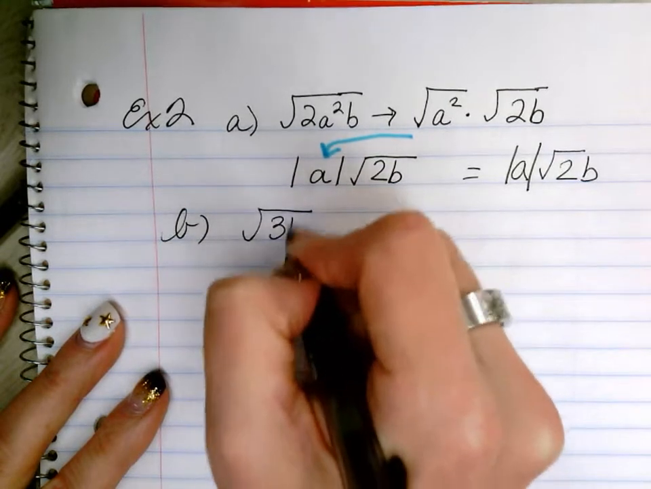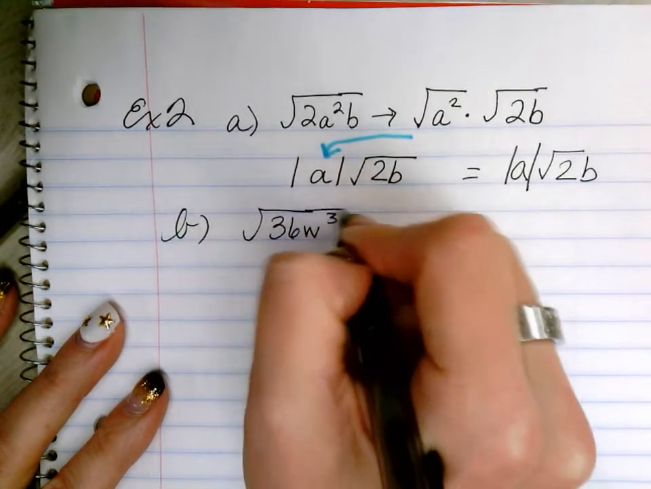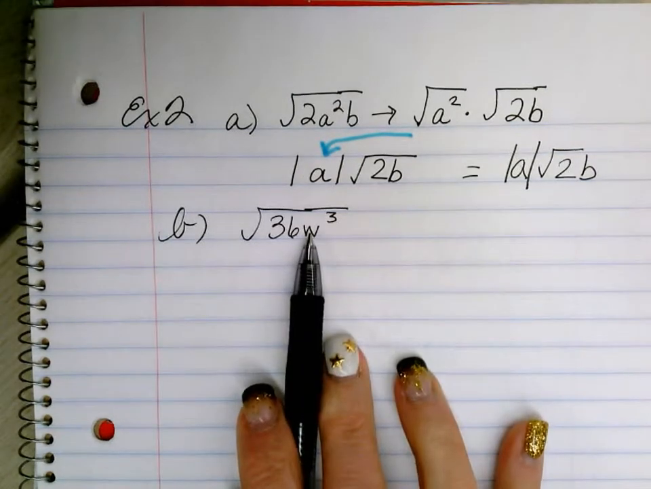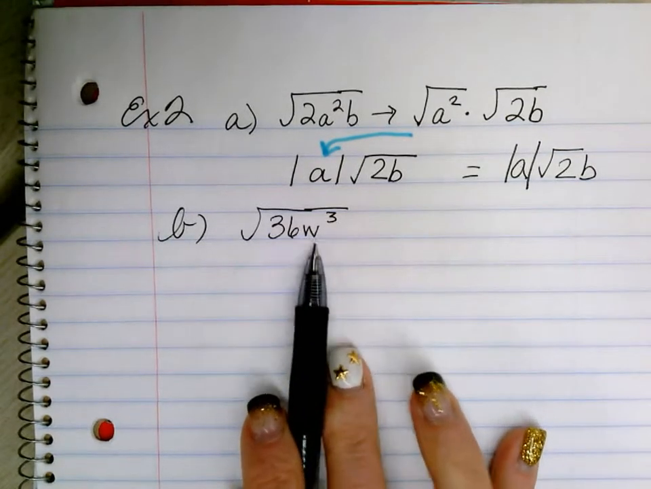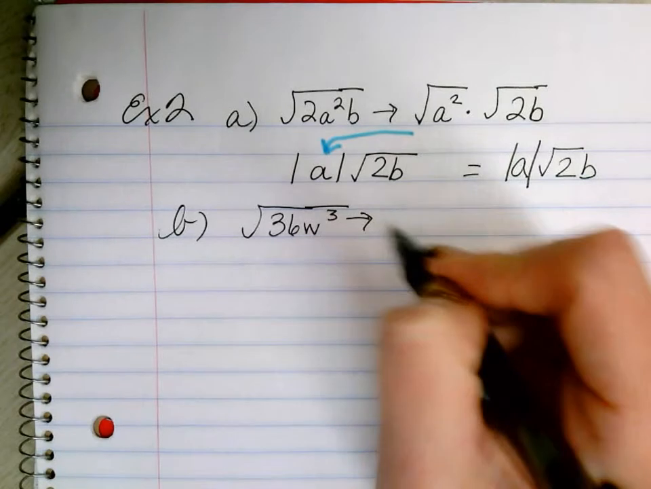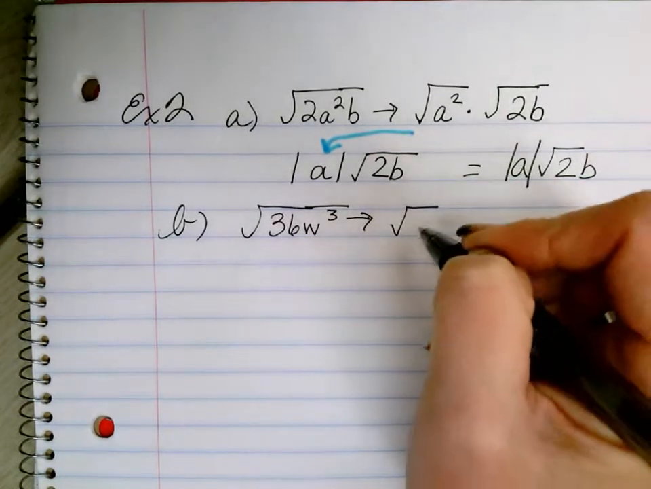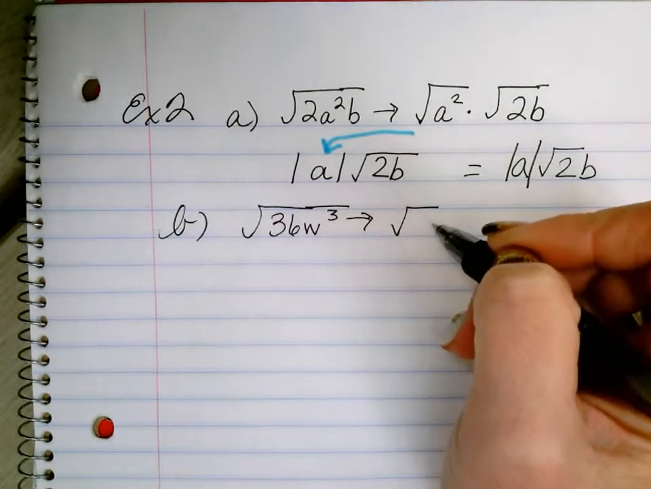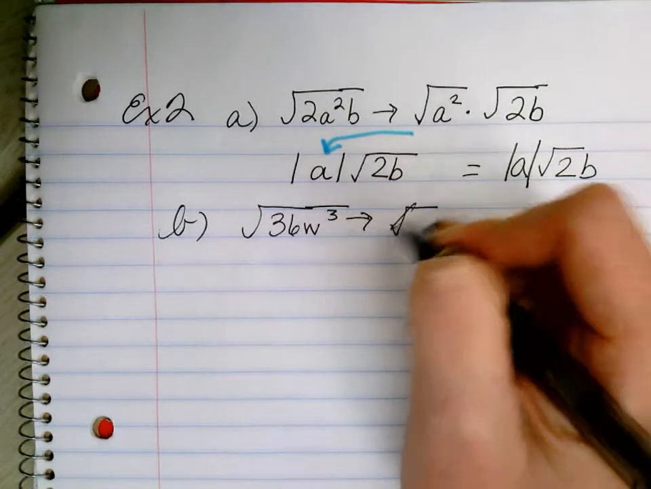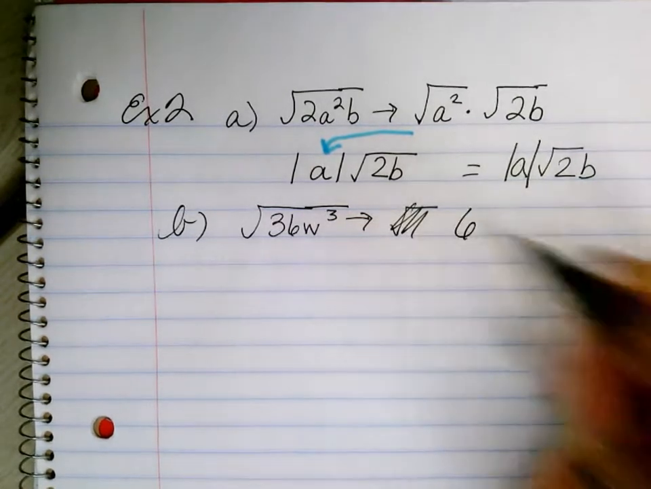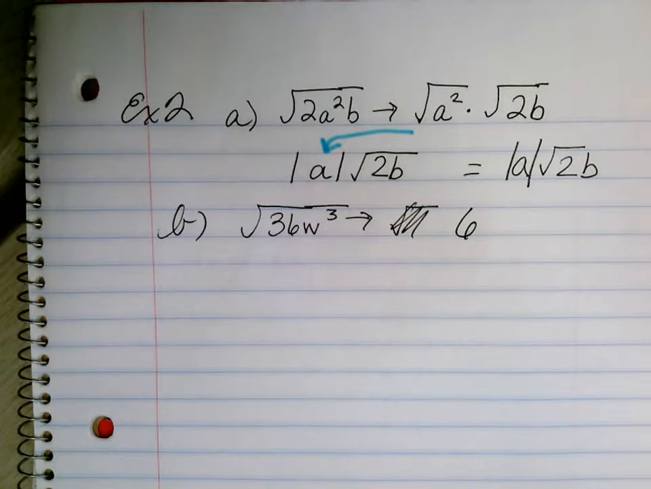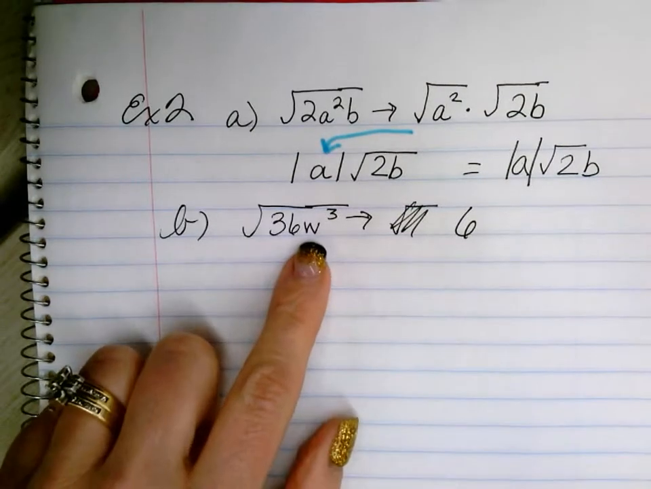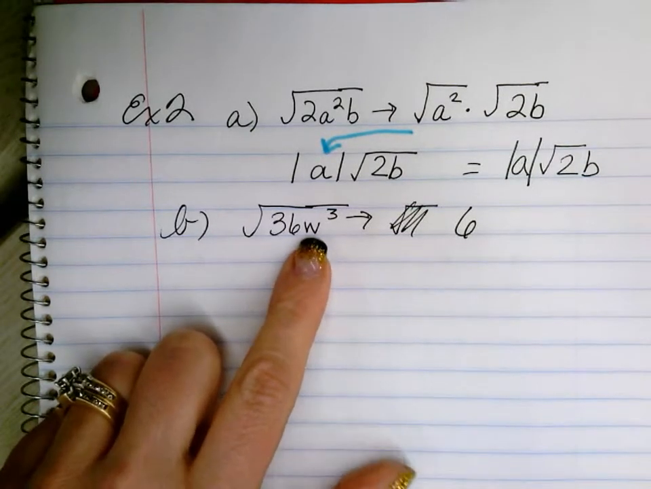Square root of 36w cubed. Now you're going to say to me, well, w cubed does not have a square root. You're not quite right. We're going to look for the square root of 36, which is 6. Would y'all agree with me? Let's not write that out. And we are going to look for a way to make this have a square root.